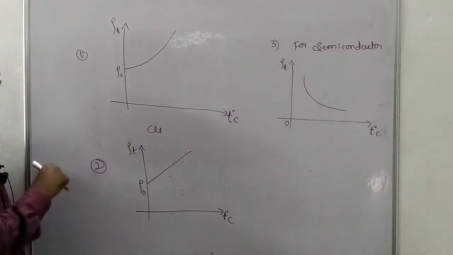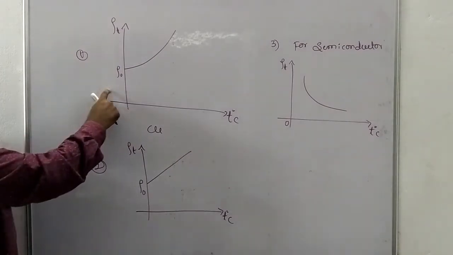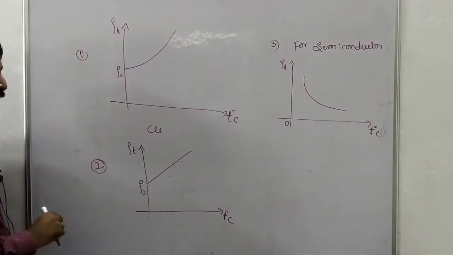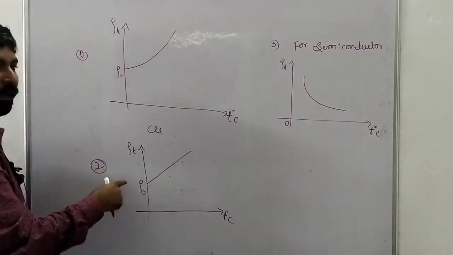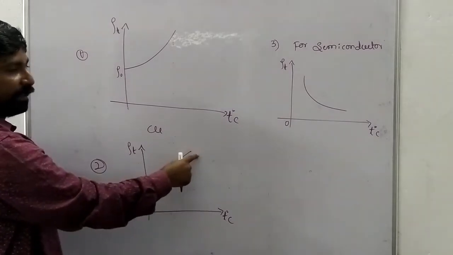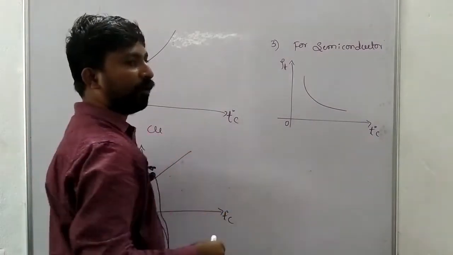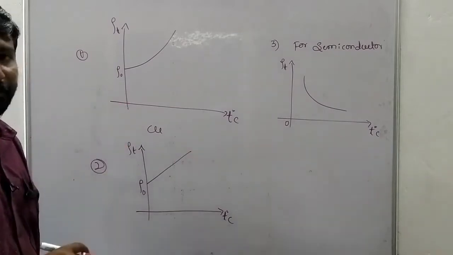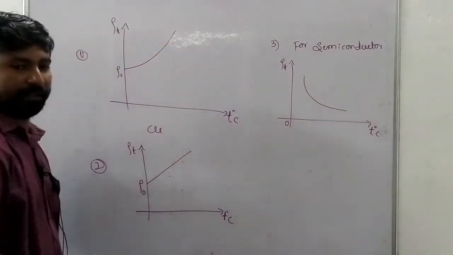Draw the graph showing the variation of resistivity of copper with temperature. In this curve, as temperature increases, resistivity also increases. Draw the graph showing the variation of resistivity of manganese and nichrome with temperature. The curve shows that as temperature increases, resistivity increases linearly. In the third graph, for a semiconductor, as temperature increases, resistivity decreases.